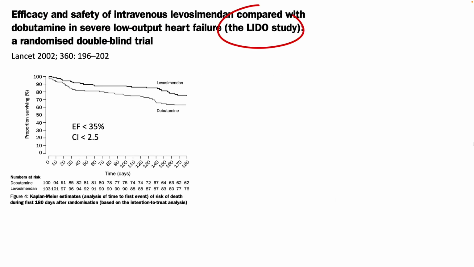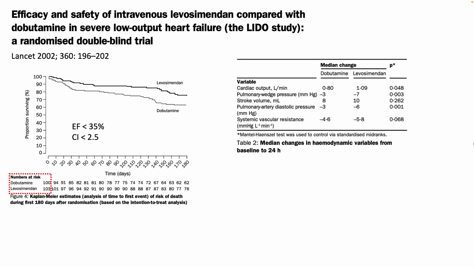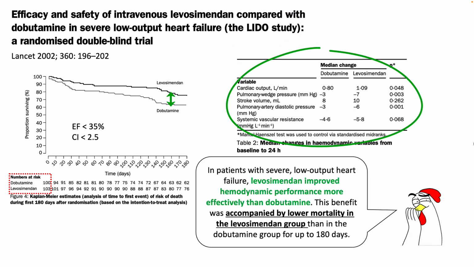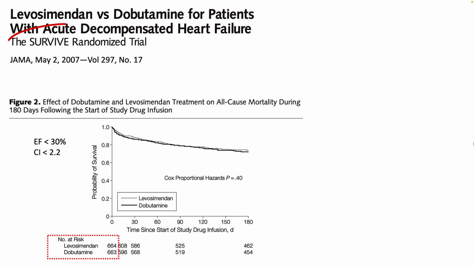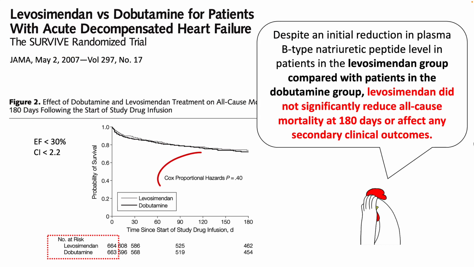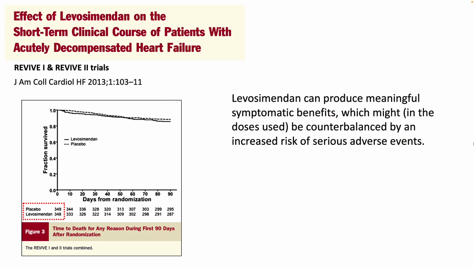Early study on this drug showed significant improvement in mortality and cardiac hemodynamics. However, in a subsequent SURVIVE trial, there was no difference in outcomes between dobutamine and levosimendan group. Another two trials, REVIVE 1 and 2, studied levosimendan versus placebo and did not find any improved outcomes with levosimendan. At this time, levosimendan has not been approved by FDA in this condition.